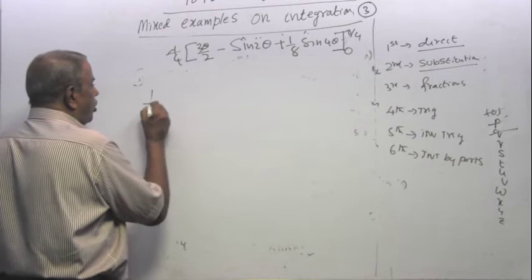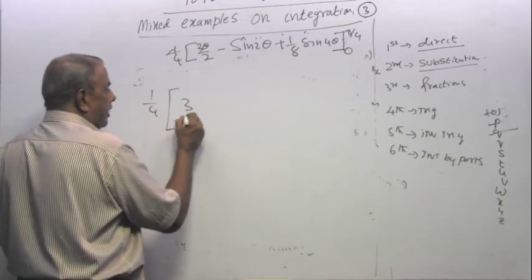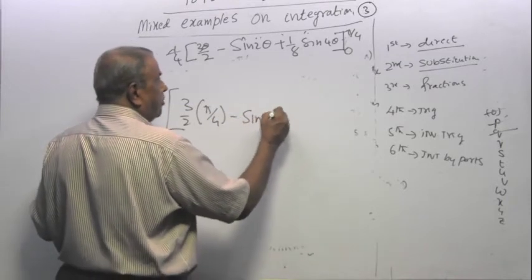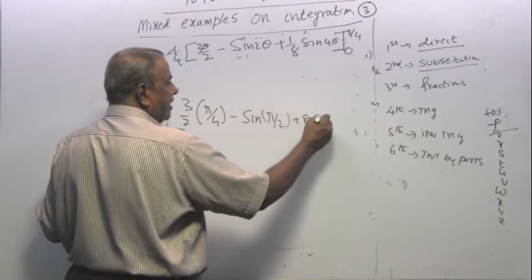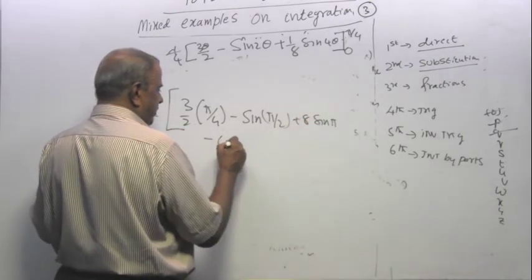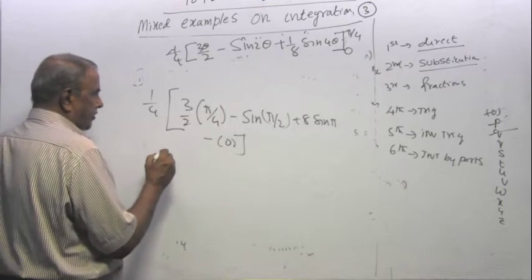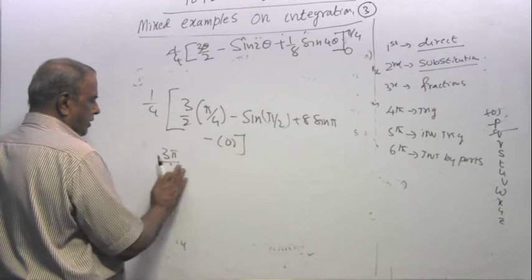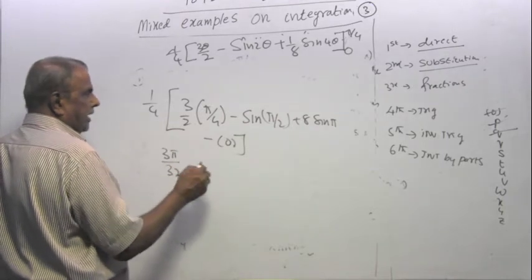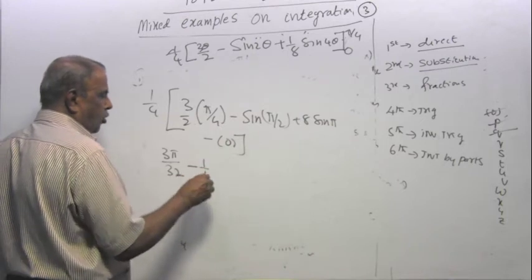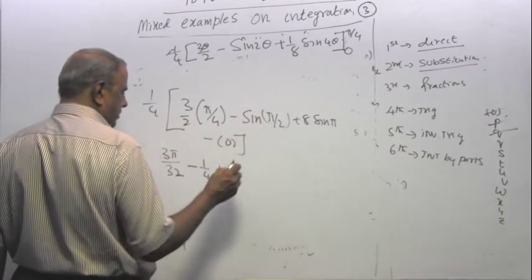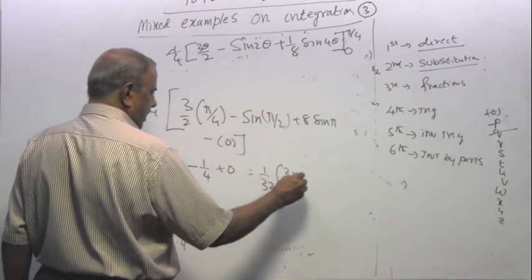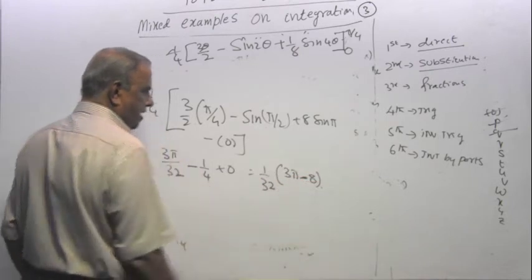So it's a quarter times 3 over 2 times pi over 4 minus sine pi over 2 plus 1/8 sine pi, minus 0. So that is 3 pi over 8, and 3 pi over 32 minus sine 90, which is 1. So a quarter plus 0. So that is 1 over 32 times 3 pi minus 8. That would be the answer.